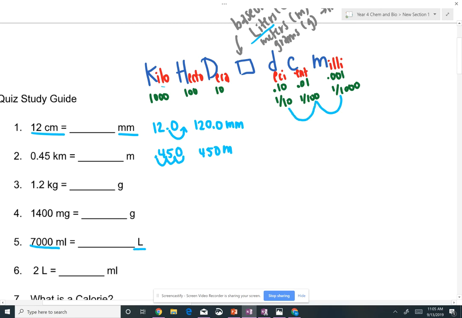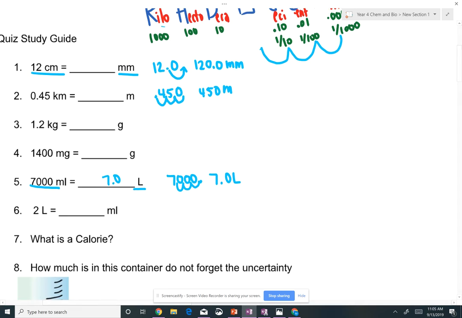So I go 1, 2, and 3. Then I write my 7,000. I put my decimal point at the end. Then I go 1, 2, and 3, and I'll see that it is 7 liters. So that is what I get on there.